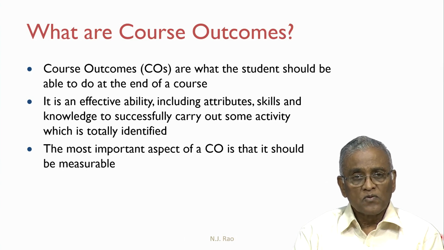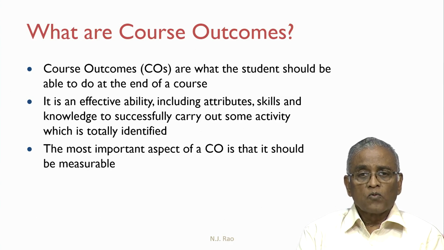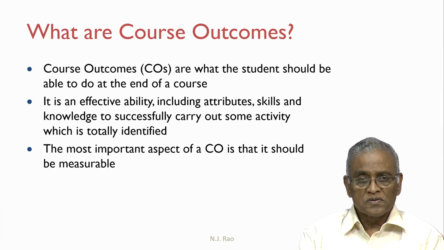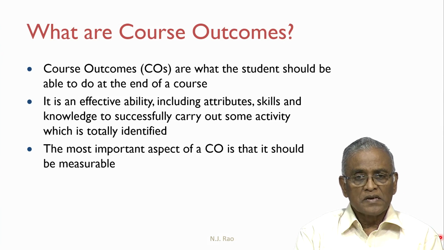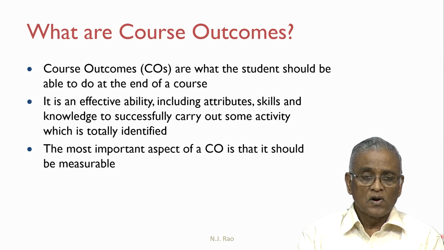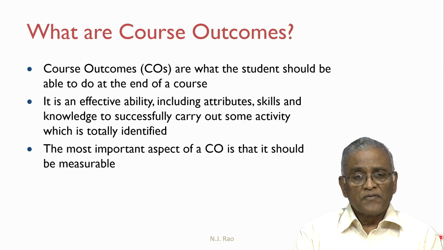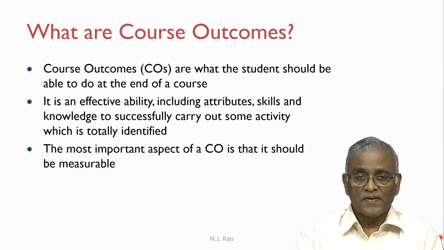Now we formally come to what are course outcomes. Course outcomes are what the student should be able to do at the end of a course. We have said it several times. In other words, it is an effective ability including attributes, skills and knowledge. And this is where you are even including attributes, which statement of these attributes may come under what you call the affective domain as well. It is an effective ability to successfully carry out some activity which is totally identified.